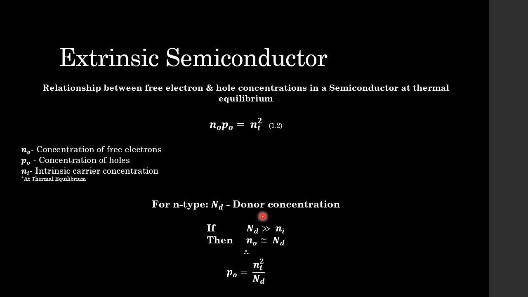However, in this case, we are not looking at acceptor concentration. We are looking at donor concentration, ND. So if the donor concentration is much greater than the intrinsic carrier concentration, then we can assume that the concentration of free electrons is approximately equal to the donor concentration. Therefore, the concentration of holes can be calculated by simply rearranging equation 1.2. Now then, apologies, let's see this in action.